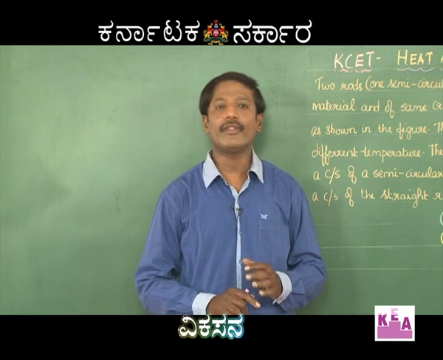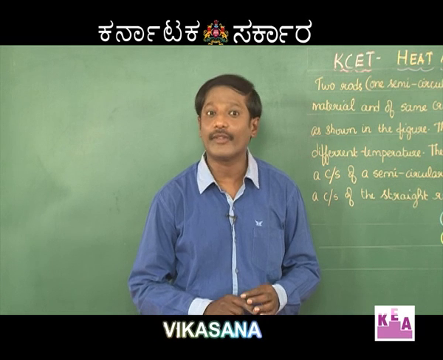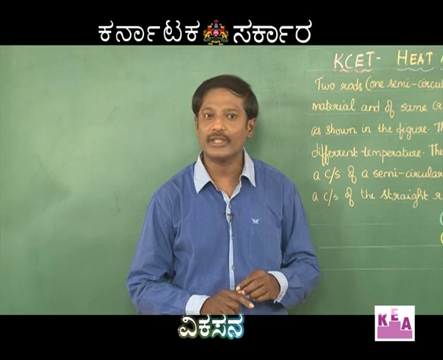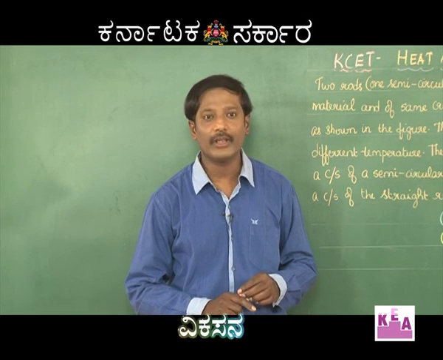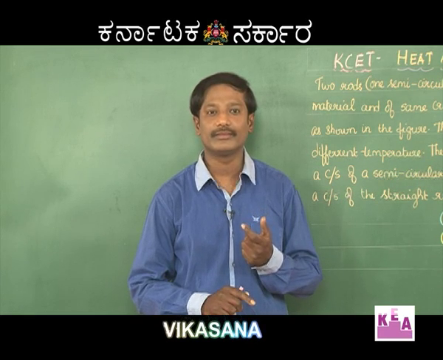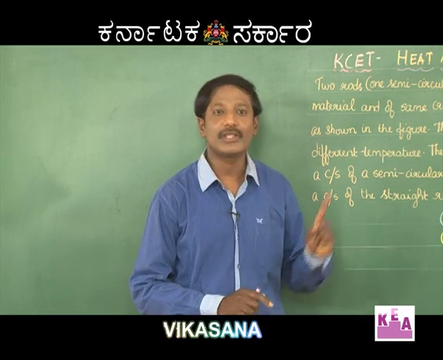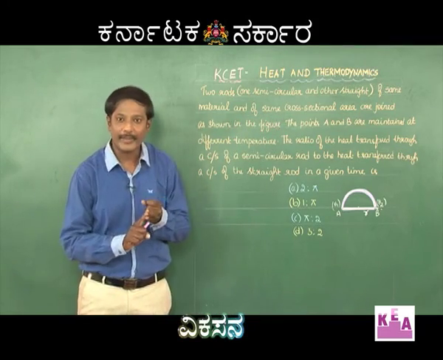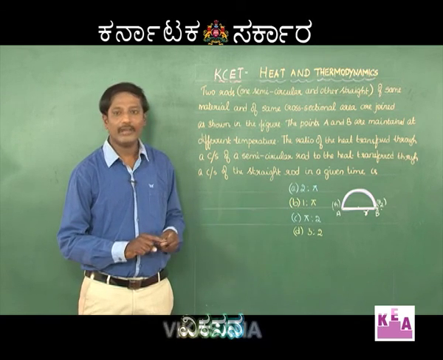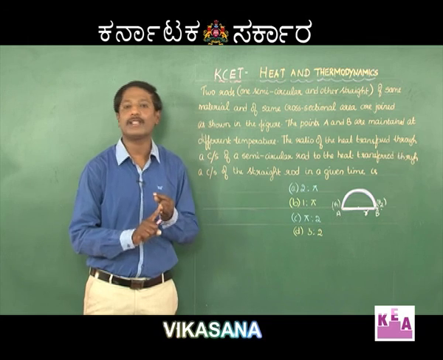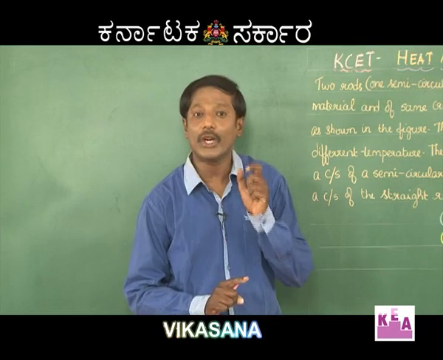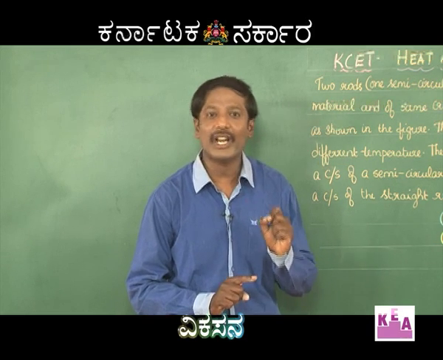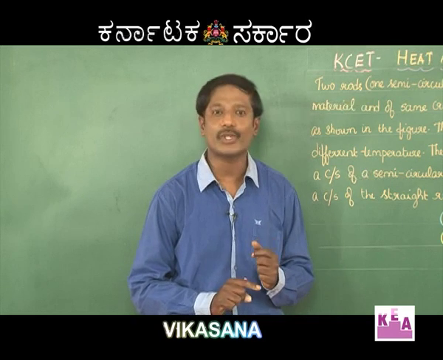Students, the amount of heat flowing in a conductor is given by the formula Q equals K into A into change in temperature, that is θ1 minus θ2, into time, divided by the length of the rod. In this question the material is the same, so the K value is the same, the area of cross section is the same, and the ends of both rods are maintained at the same temperatures θ1 and θ2. The temperature difference is the same for both rods. So the heat energy and the length are inversely proportional.